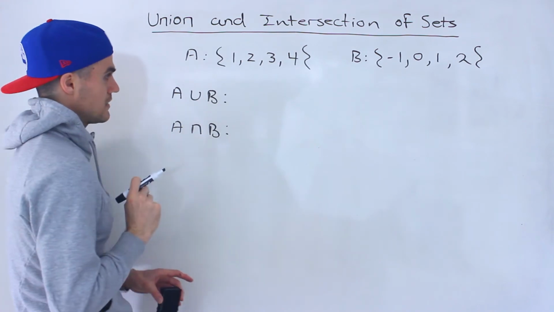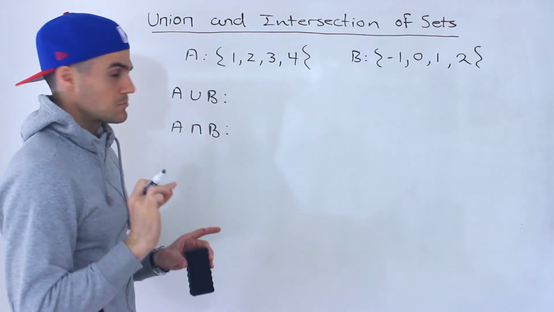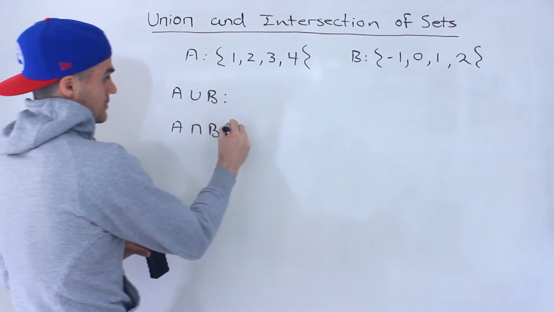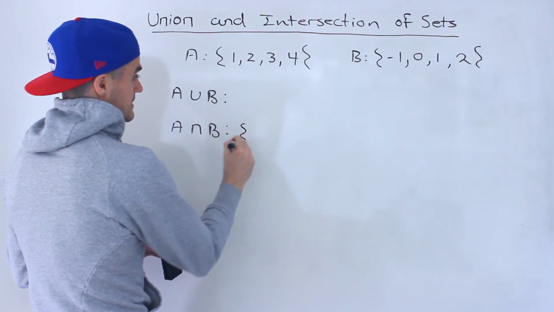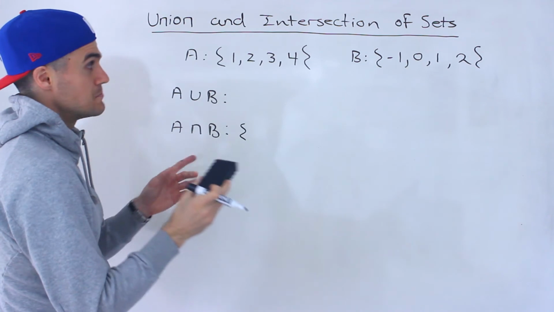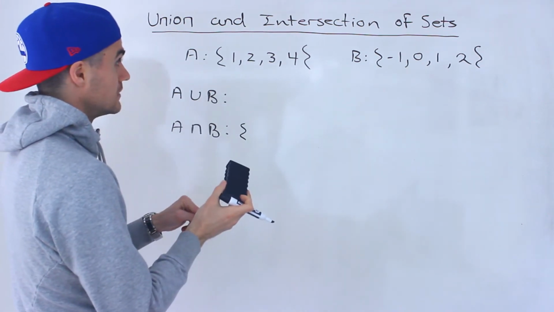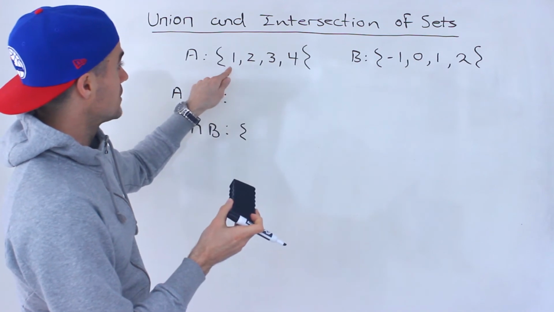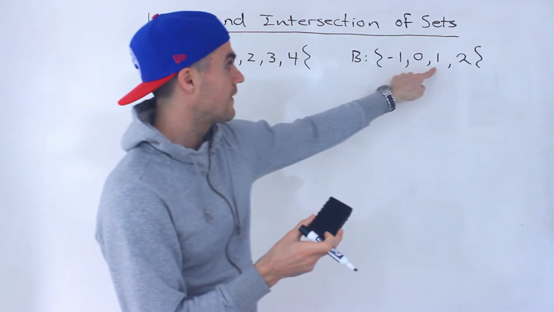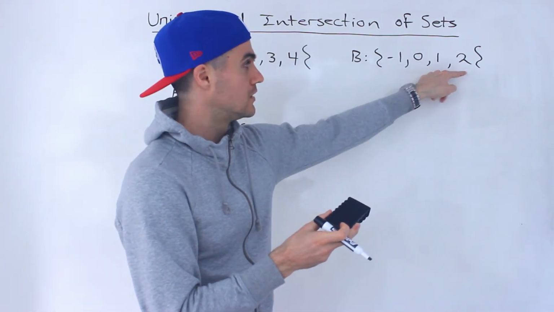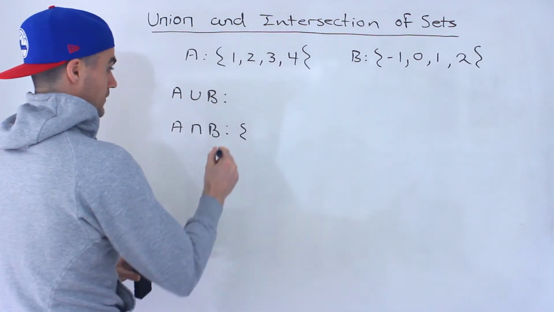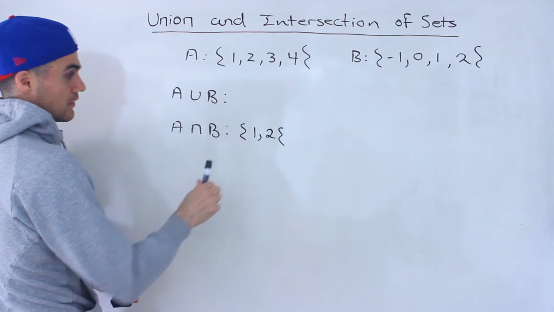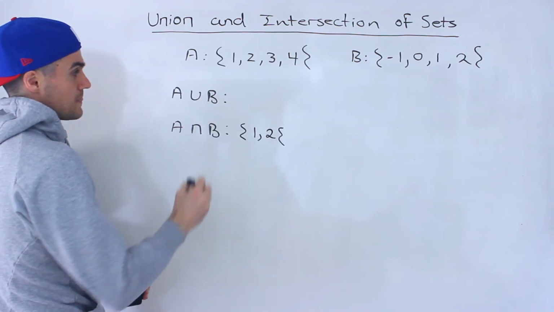Let's actually start with the intersection set. It's more restrictive. There's going to be fewer elements. So remember the intersection set has to have the elements in both A and B. If you look at these, which elements are common? Well, notice the 1 and 2, and then the 1 and 2. So that's going to be the intersection of both of these. It's going to be 1 and 2 over here. That's going to be the intersection set.